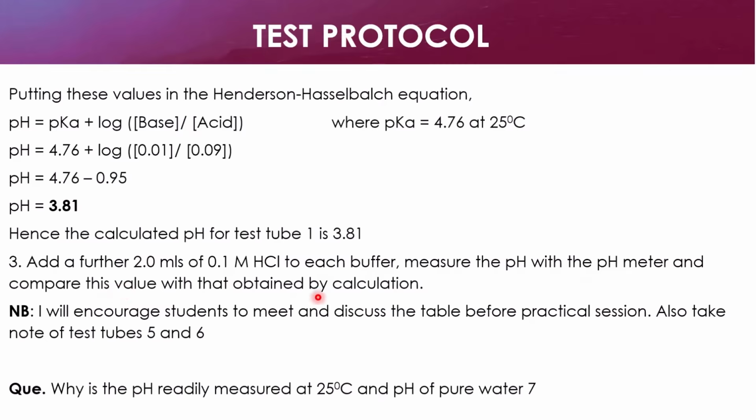And I will also encourage students to meet and discuss the table before the practical session, and also take note of test tube 5 and test tube 6. So this is a question for you to just think about. Why is the pH readily measured at 25 degrees Celsius, and the pH of pure water given as 7?